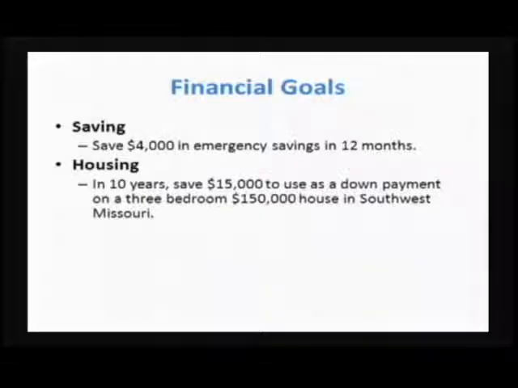Hopefully, I've done the research. I know what a $150,000 house in Southwest Missouri is going to look like. Hopefully, if I've done that research, I know that I can get a 3-bedroom house for $150,000. Now, as you go through your budget, you can adjust the numbers. What's it going to take to save $15,000 in 10 years?